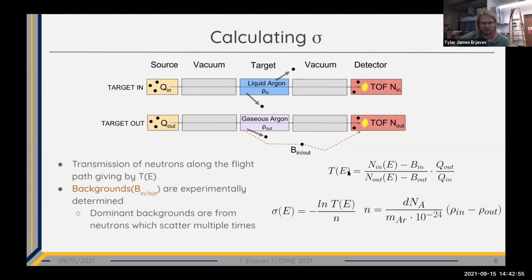So we can define the transmission coefficient as just the number of neutrons that we detect in each case minus their background, multiplied by a scaling factor, which essentially takes the place of the flux of neutrons that are created from the beam. Then once we get the transmission coefficient, we can take the natural log and divide by the column density, where the column density is defined over here. And the important thing to look at is the rho in and the rho out.